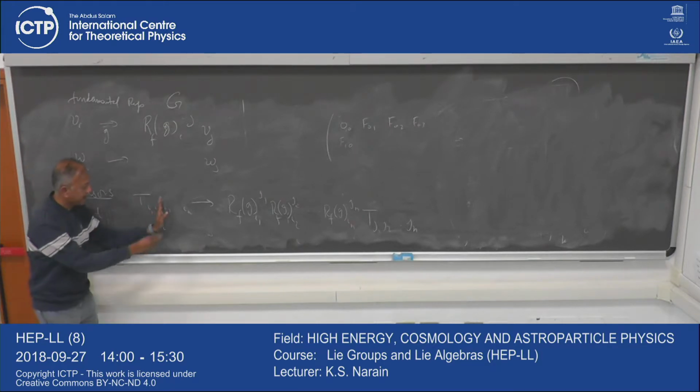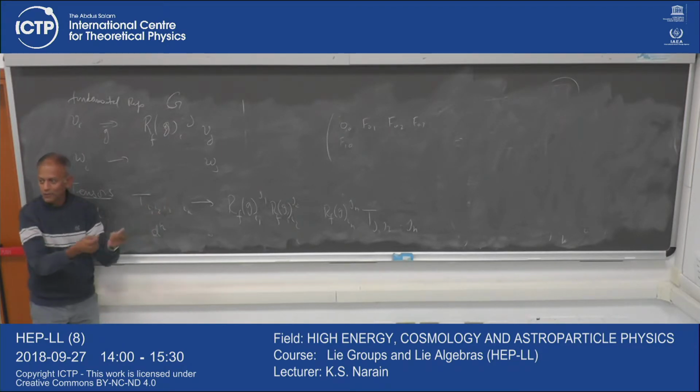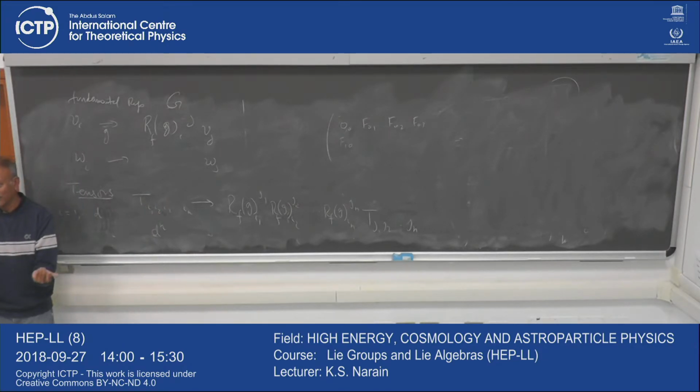So for example, if we just take n equal to 2, this index can go from 1 to d. That index can go from 1 to d, right? So how many possibilities can you have? D squared, if you don't have any symmetry properties.